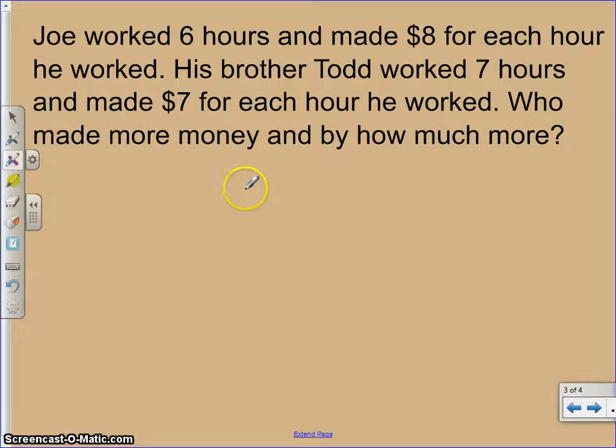Joe worked 6 hours and made $8 for each hour he worked. So for each hour he worked, he made $8. He worked 6 hours. His brother Todd worked 7 hours and made $7 for each hour he worked. Who made more money and by how much?